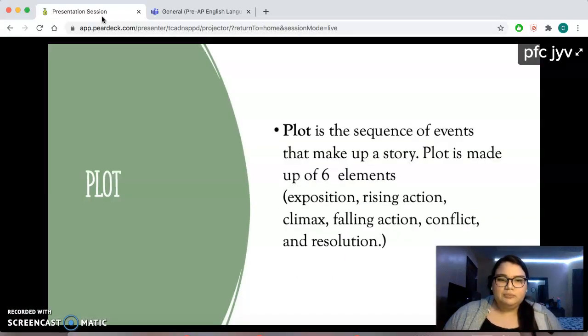So again, plot is the sequence of events. So if you remember, a sequence is what happens right after each other. So plot is a sequence of events that makes up a story. A plot is made out of 6 elements: exposition, rising action, climax, falling action, conflict, and resolution. So again, remember, plot is what are the events that are occurring and in what pattern are they happening, and how is this creating the story, right? We need to keep that in mind when we think about plot.